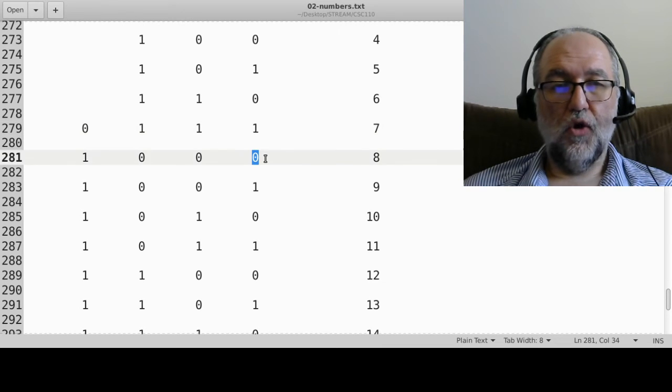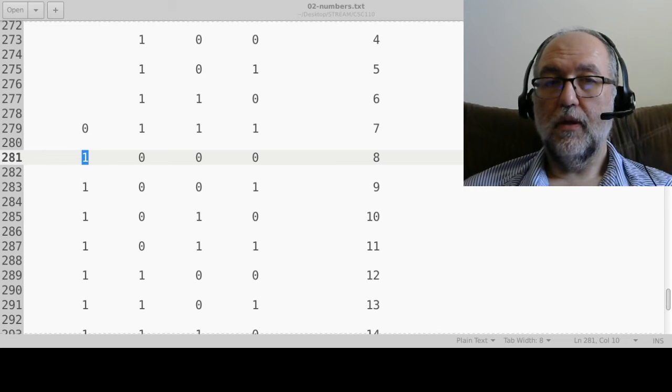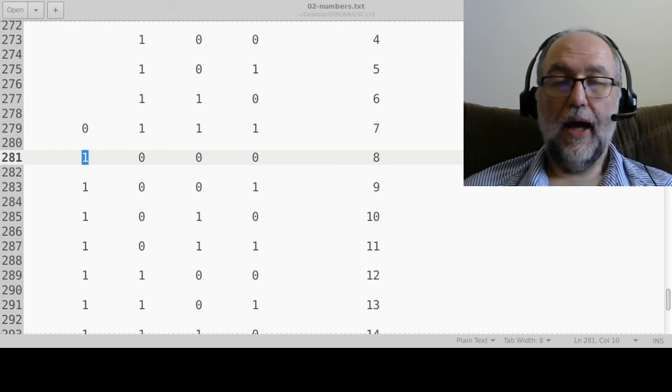This 1 cycles back to 0, bump the next column. That 1 goes back to 0, bump the next column. That 1 goes to 0, bump the next column. 0 goes to 1, no more bumps. Ta-da! Okay.